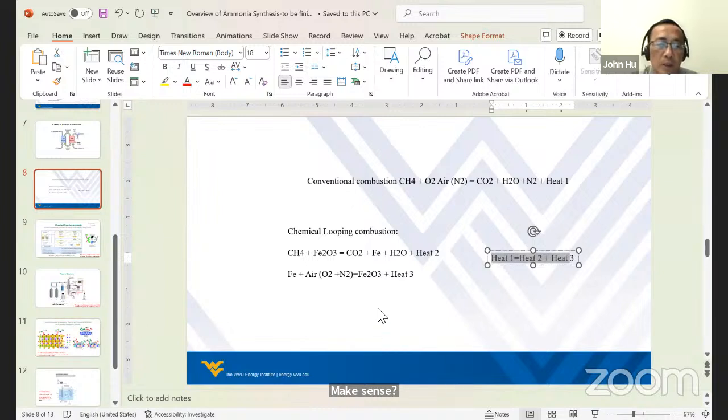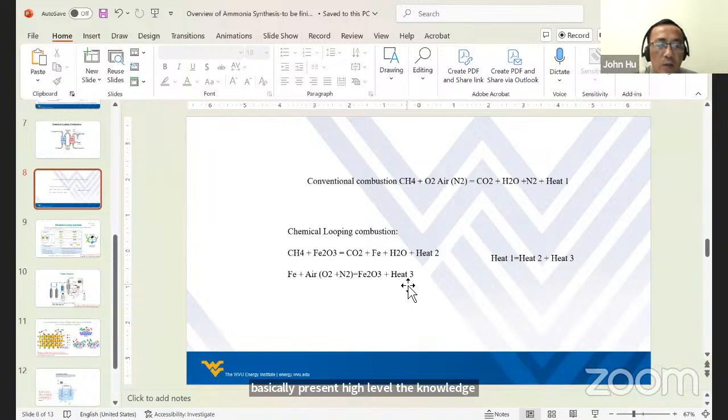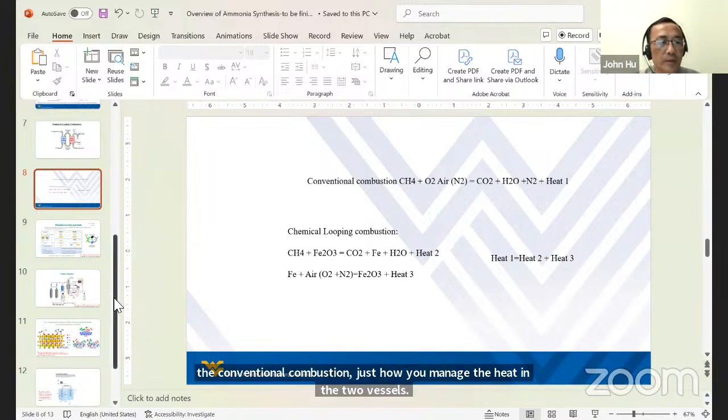So same with the ammonia, but the downside, that's why I have so many slides in here. I don't want to waste time. I want to basically present high level the knowledge to the student. If I go through this, there's no end for today. So that's why I say the high level: if you add balance energy, chemical looping basically releases the same amount of heat as the conventional combustion, just how you manage the heat in the two vessels. Yeah, it's an engineering issue.